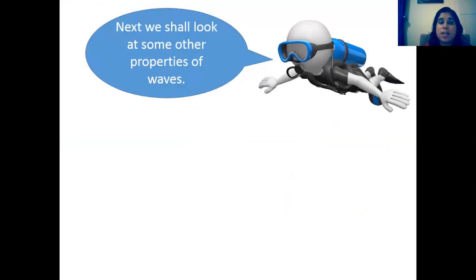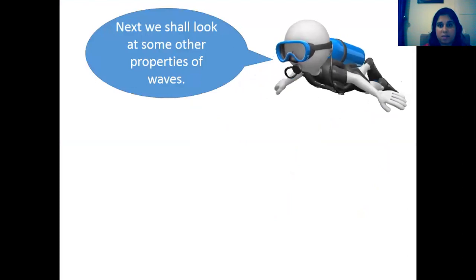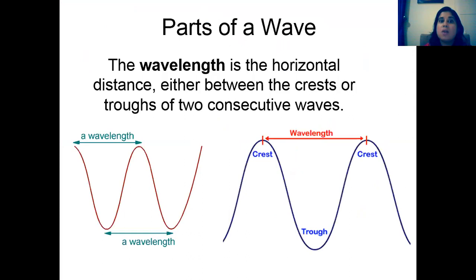Now, let's discuss some properties of the waves. The first property of the wave is the wavelength. Now, look at the diagrams over here. The wavelength starts from the first crest to the second crest. This is called one wavelength. That means the distance between a crest and another crest. Or in the other picture, you can see the distance between one trough and another trough.